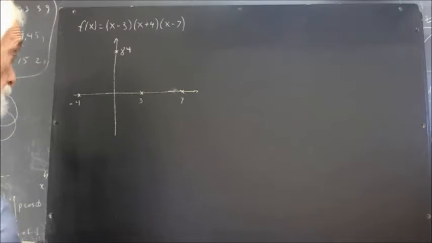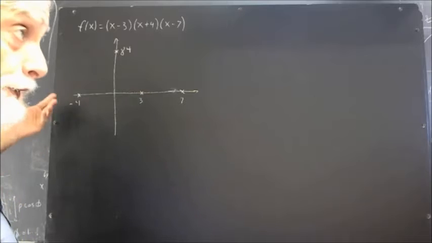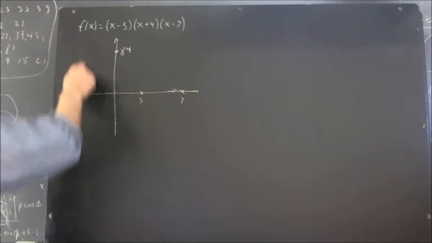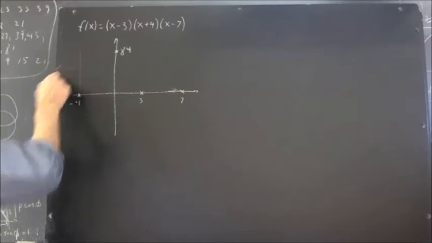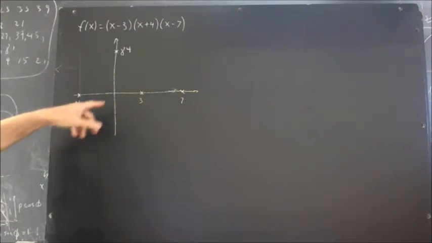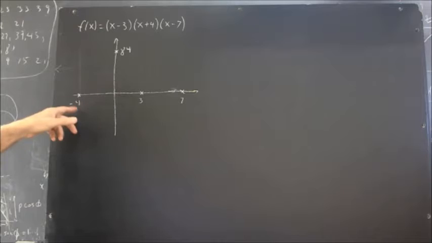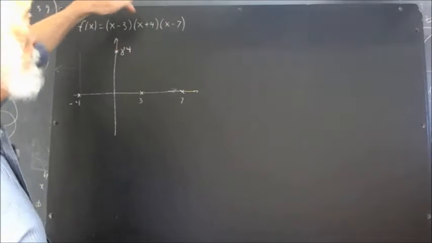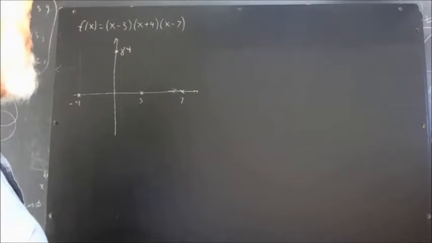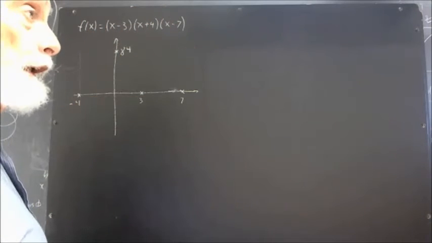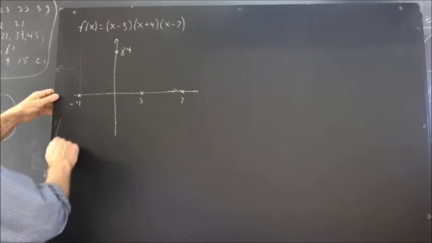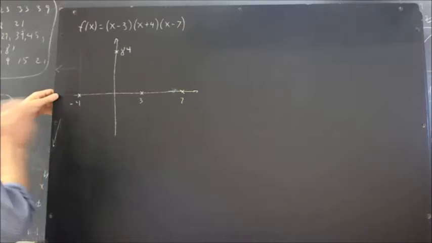Now we want to look at the behavior of the function. Where is it positive? Where is it negative? To the left of negative 4, take a point that's much further from the y-axis than negative 4. Negative 100 is a good one. If you put in negative 100 for x, all these numbers are going to be close to negative 100. Their product is going to be close to negative 1,000,000. So the graph is going to very rapidly decline to the left of negative 4.